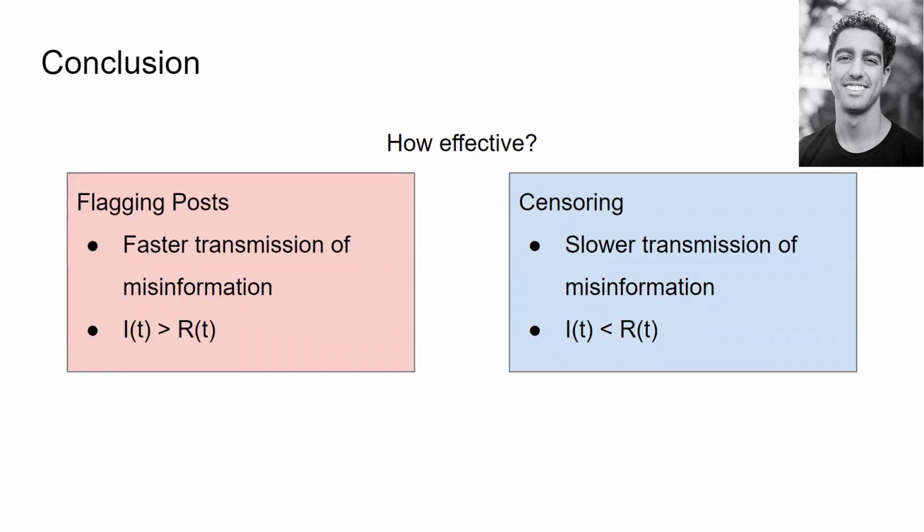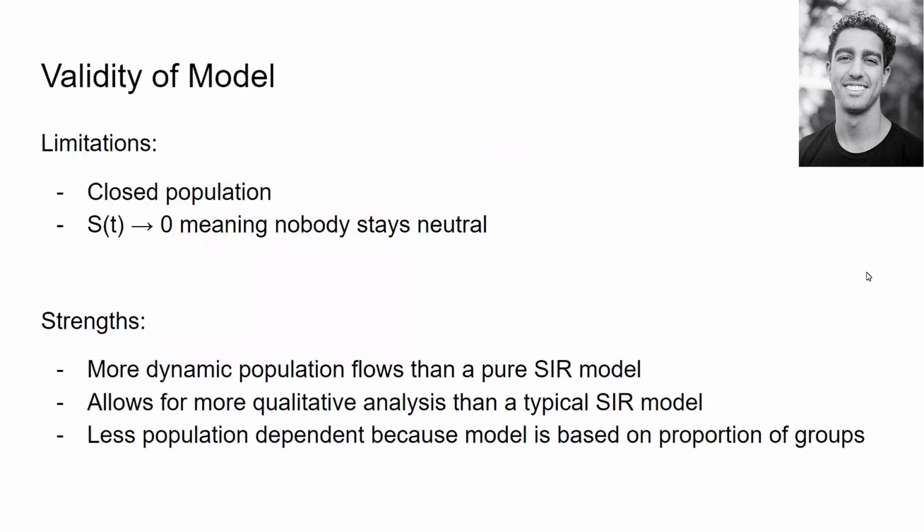But of course, we should ask, how valid are these models? So let's take a look at the strengths and weaknesses. The model's limitations lie mostly in the assumptions that we made. First, we have a closed population, which in a digital space like Twitter is not realistic, though with an acceptable error. Secondly, we assume that the uninformed population S(t) goes to 0, meaning nobody stays neutral and all individuals become either misinformed or properly informed.